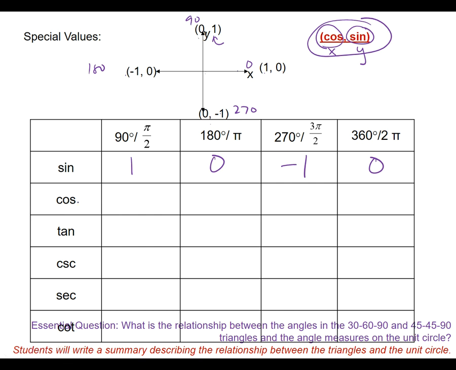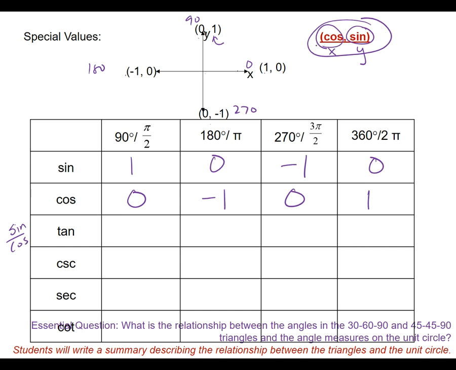All right, the cosine of 90. Is cosine the x spot or the y spot? The x spot. So in 90, what's in the x spot? 0. Good. What's in the x spot for 180? Good. What's in the x spot for 270? What's in the x spot for 360? Perfect. We just learned that tangent is the sine divided by the cosine.